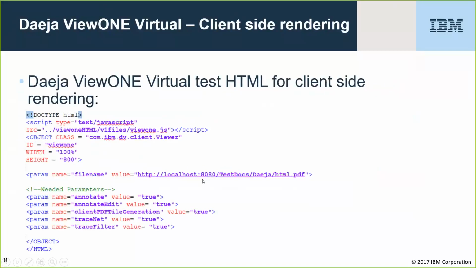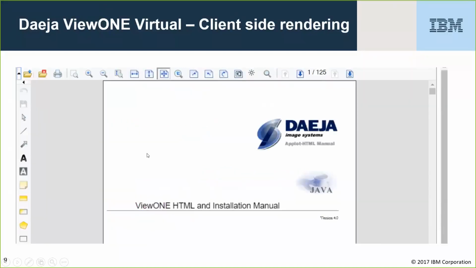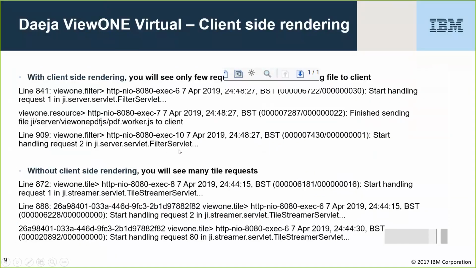Here is an example of client-side rendering with the Daeja Virtual standalone viewer. ClientPDFTileGeneration is set to true. This slide shows a PDF document rendered with client-side rendering. With client-side rendering, you will see the filter servlet showing it finished sending the file to the client, whereas without client rendering you will see many tile requests back and forth between the client and the server.